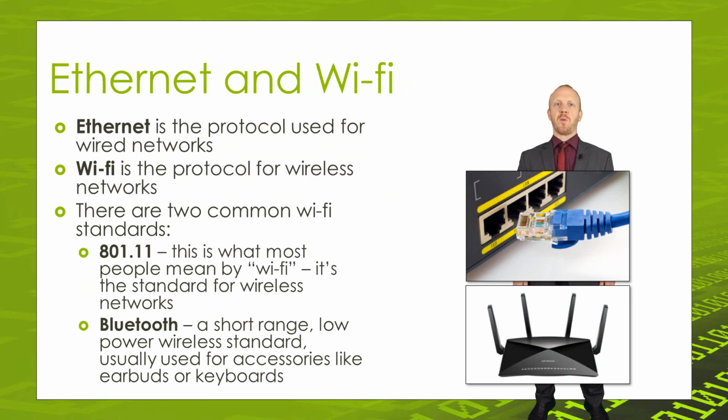So the first protocol we need to know about is Ethernet and Wi-Fi. Ethernet is a protocol used for wired networks, and Wi-Fi is the protocol used for wireless networks. Now, Wi-Fi actually subdivides into two standards. The first one is 802.11, and this is what most people mean when they say Wi-Fi. It's the standard for wireless networks. Bluetooth is also a Wi-Fi protocol. It's a short-range, low-power wireless standard, usually used for accessories like earbuds and keyboards.